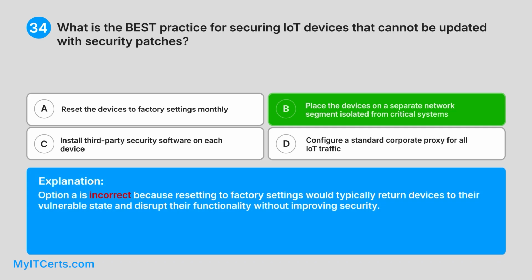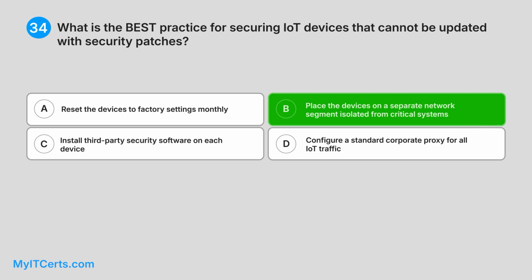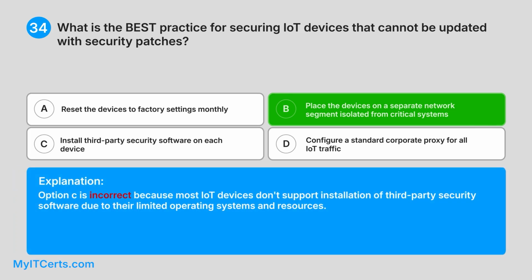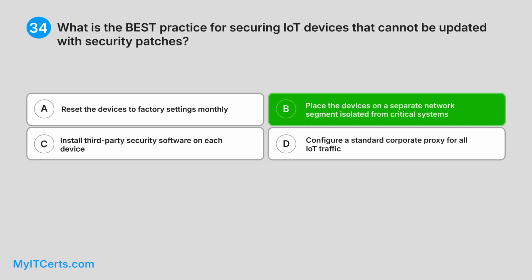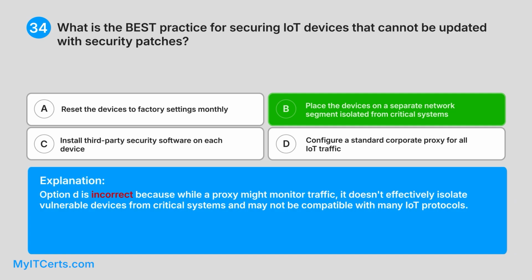Option A is incorrect because resetting to factory settings would typically return devices to their vulnerable state and disrupt their functionality without improving security. Option C is incorrect because most IoT devices don't support installation of third-party security software due to their limited operating systems and resources. Option D is incorrect because while a proxy might monitor traffic, it doesn't effectively isolate vulnerable devices from critical systems and may not be compatible with many IoT protocols.